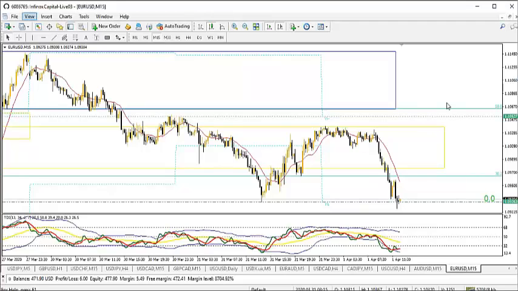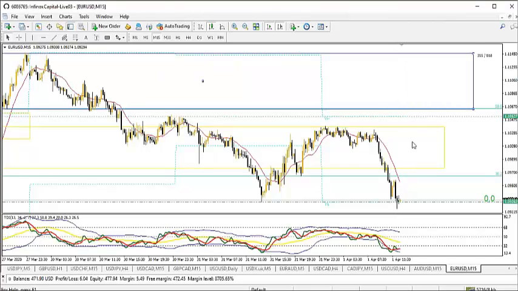So if this market retraces back anywhere from here, I'll be looking for a what? A sell. The only time I will not look for a sell is if this source gets broken to the upside. This source that we identify, if it gets broken to the upside.